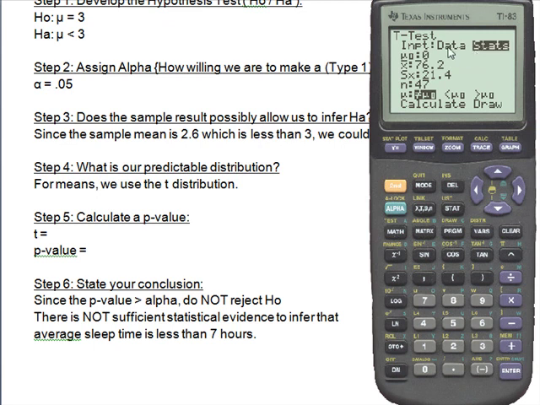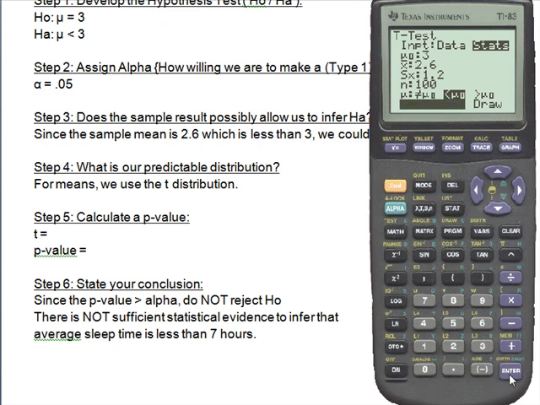Okay, and if we had data, we'd put it in here, but we have stats, so we'll go down. The null hypothesized mean is 3, so we'll put 3 in here. The sample mean is 2.6, so 2.6 for that. And the standard deviation is 1.2. The sample size was 100. And we want to say, is it less than? Is it less than? So we go to here and enter. Is it less than 3? So let's go down and calculate.